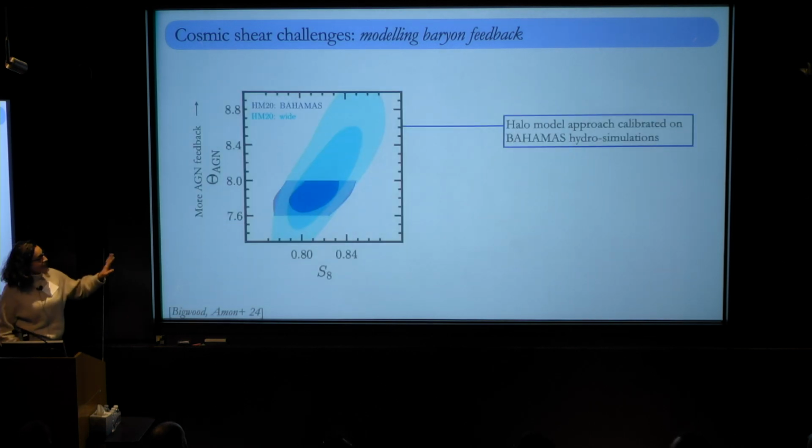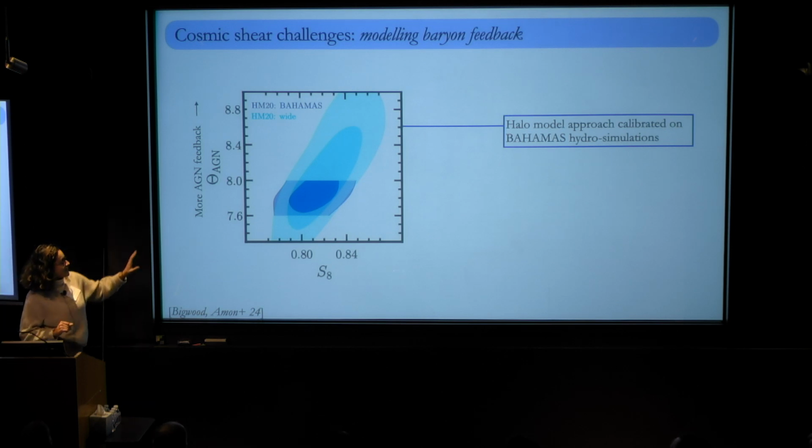Now, here's another way to look at the problem, or almost a worse way to look at the problem. Even if you try modeling the full extent of our data, this is how dangerous it can be. So this is where we analyze the full-scale extent of DES data, and I'm showing how the S8 value is degenerate with the strength of feedback.